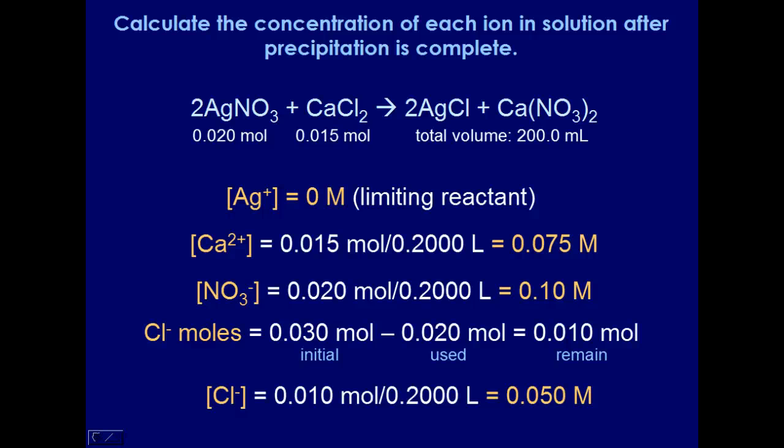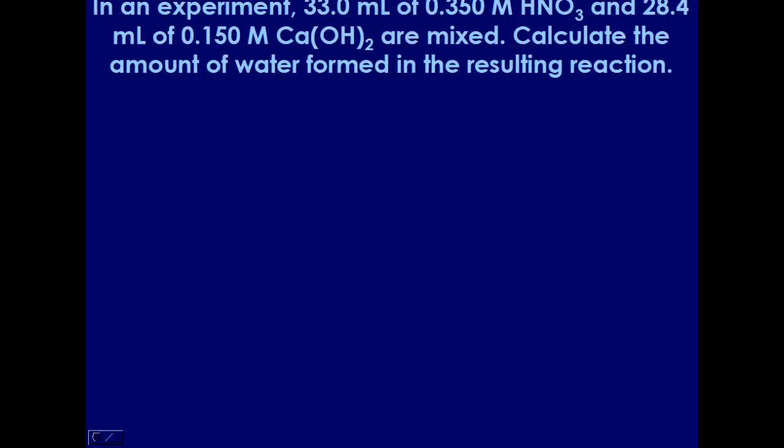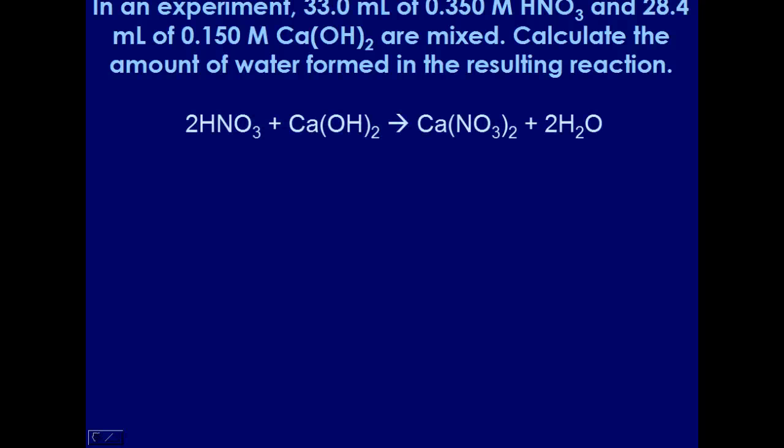So that's the end of the first example that we're going to talk about. The second example is at the end of your packet, number 3, at the end of 4.7, with acid-base neutralization. So this last example is involving nitric acid and calcium hydroxide. So we're looking at a neutralization reaction.